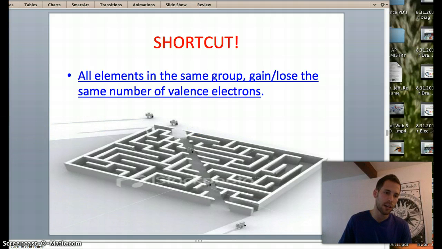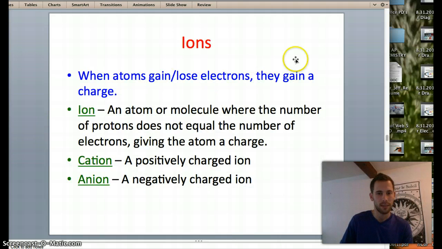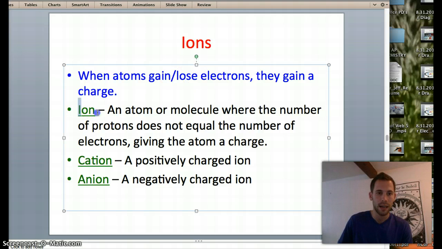Now the last thing you need to know are ions. Ions are what happens when an atom gains or loses electrons to be happy, to satisfy the octet rule. Now when you gain electrons, you're going to add more negatives, meaning that you're going to become a more negative atom. Or if you lose electrons, you're going to lose negatives, meaning you're going to become a more positive atom. Now, we call these ions.